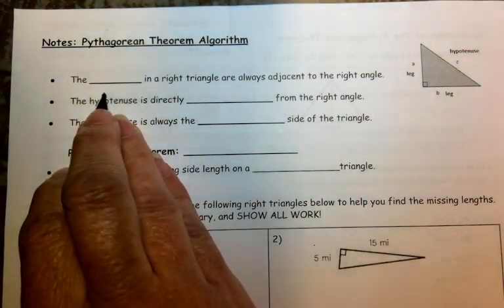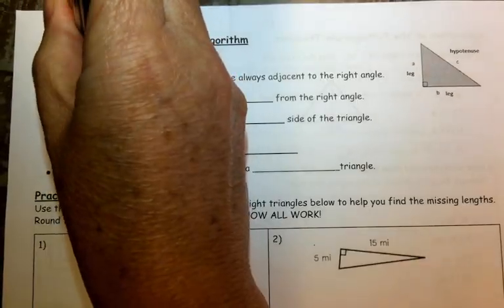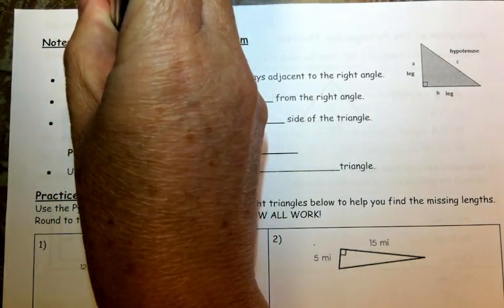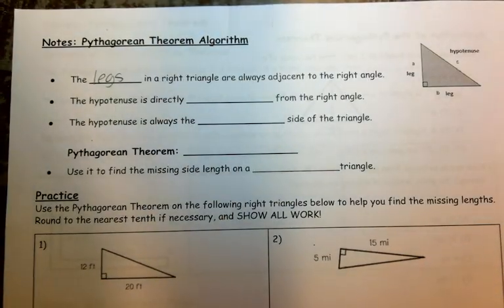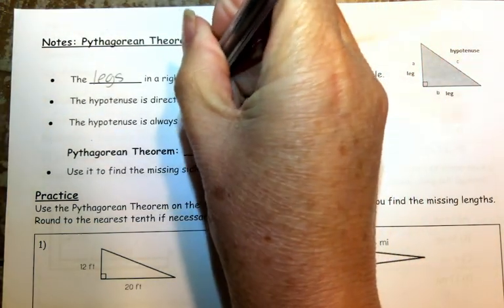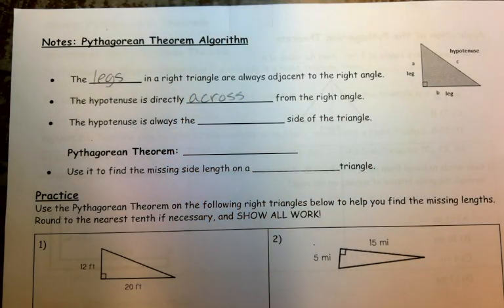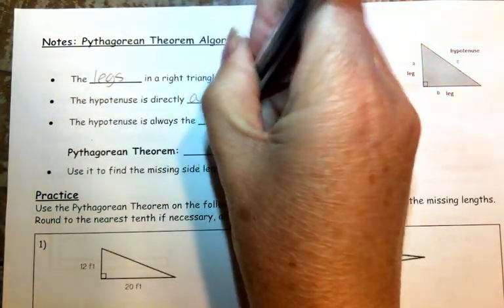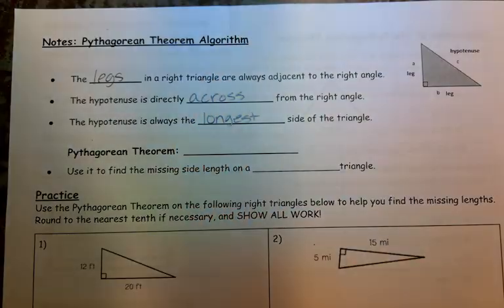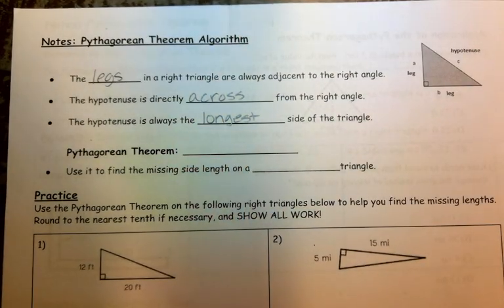The legs in a right triangle are always adjacent to the right angle. The hypotenuse is directly across from the right angle. The hypotenuse is always the longest side of the right triangle.